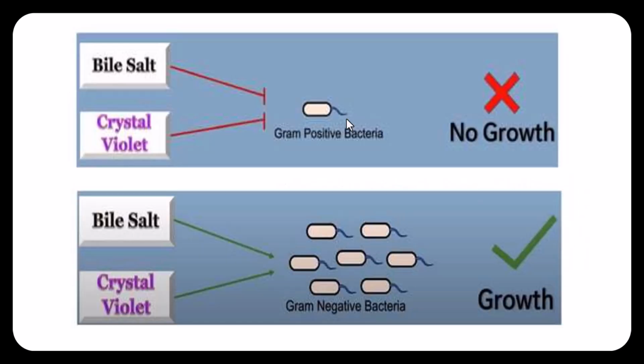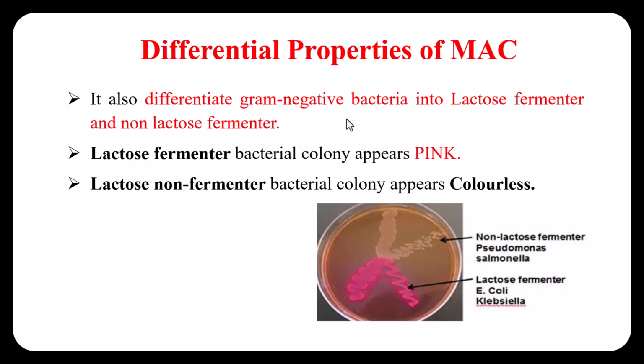It contains bile salt and crystal violet, and these inhibitory substances inhibit the growth of the gram-positive bacteria, allowing the growth of the gram-negative bacteria like Enterobacteriaceae. It's differential, it contains the lactose, so it can differentiate between the lactose fermenter bacteria and the non-lactose fermenter. The lactose fermenting bacteria appear as a pink colony due to the fermentation of the lactose, producing acidity and changing the color of the indicator, while the non-lactose fermenter bacteria appear as a colorless colony.